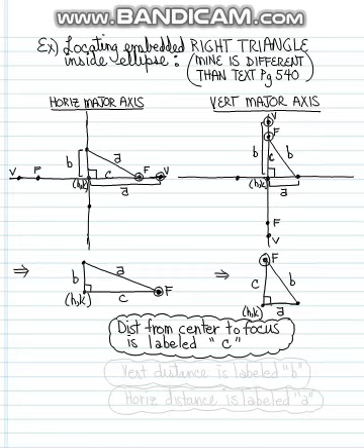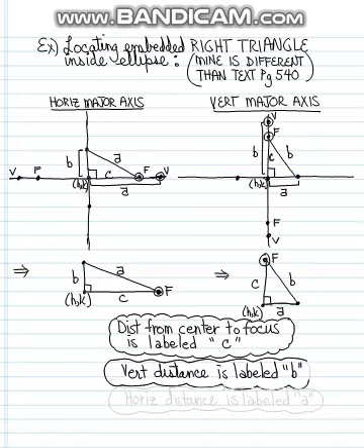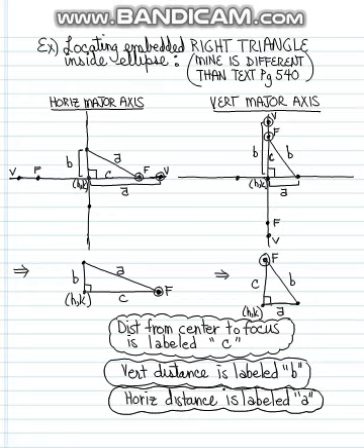So let's write these out. Vertical distance is labeled, so that's going up and down. The vertical distance is always going to be labeled B. And the horizontal distance, left and right, in my version, not your textbook, but mine, is always going to be labeled A. If we could just remember these three rules, we'll always be labeling our right triangles correctly.